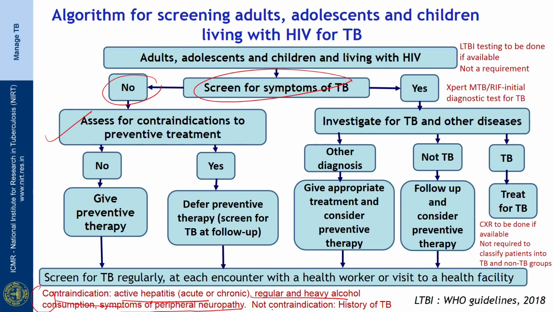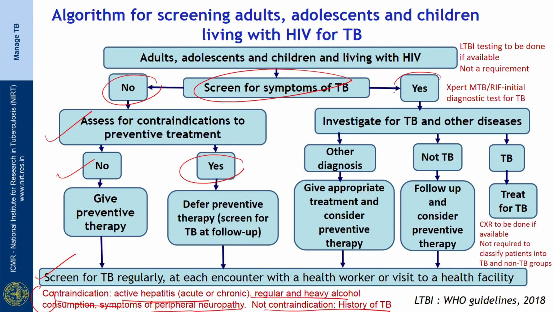However, history of TB and pregnancy is not a contraindication. So, if they do not have contraindications for preventive therapy, give preventive therapy. However, if they have contraindications, defer preventive therapy and screen for TB at follow-up and closely monitor these patients. Once preventive therapy is given, they must be screened for TB regularly at each encounter with a healthcare worker or during a visit to a health facility.